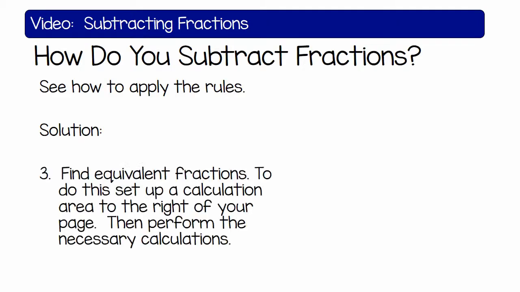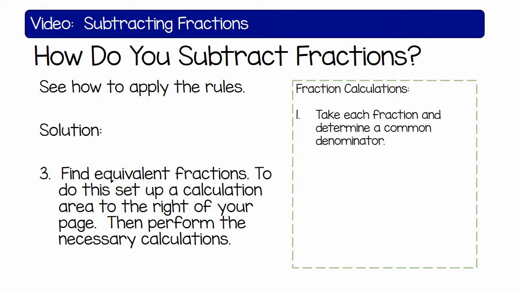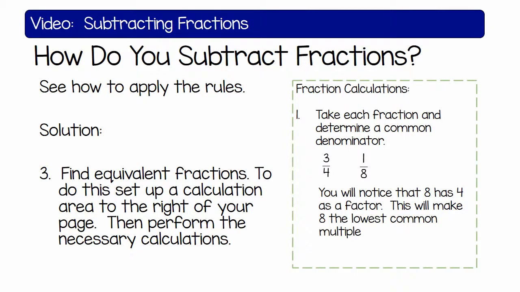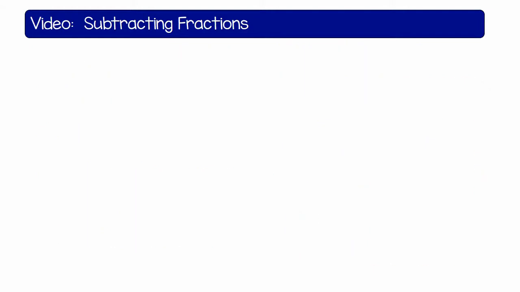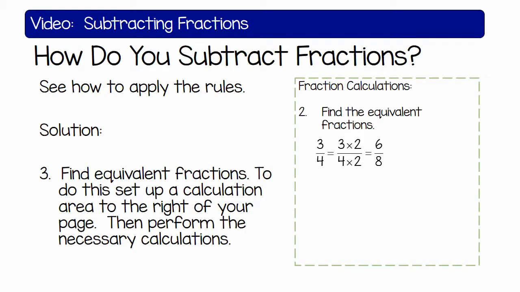To do this, we're going to set up our work area on the right-hand side of the page. We're going to take each fraction, compare the denominators. You will notice that 8 has 4 as a factor. This will make 8 the lowest common multiple. 8 is 4 times 2. So we can now write our equivalent fraction, 3 over 4, which would be 3 times 2 over 4 times 2, to get 6 over 8.